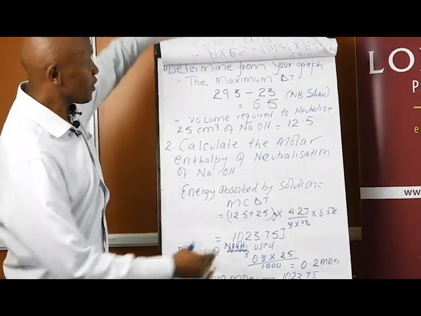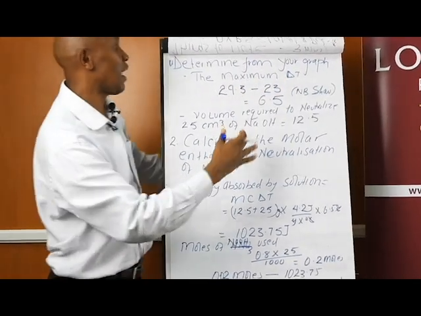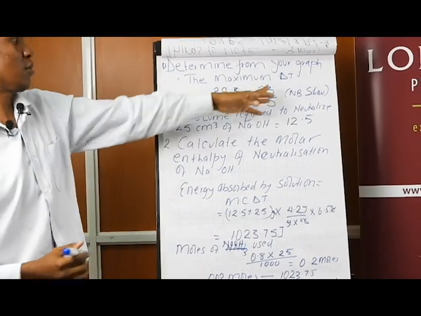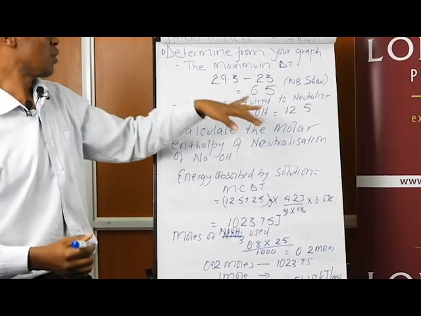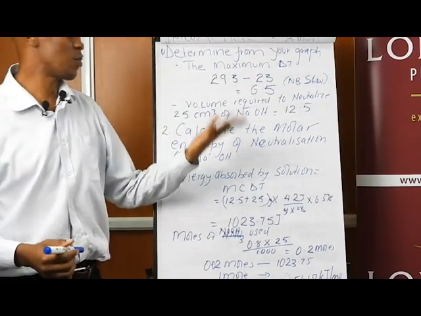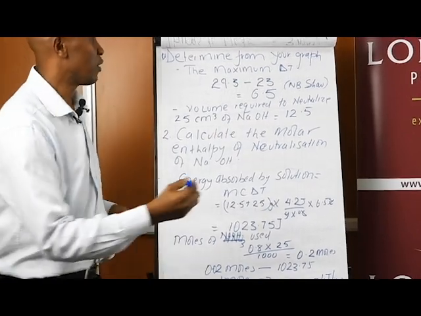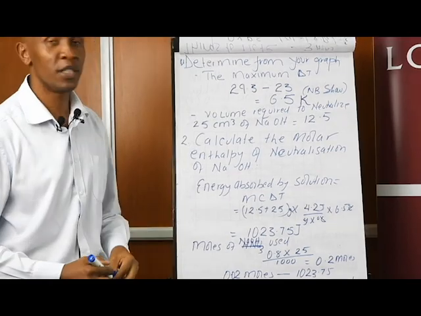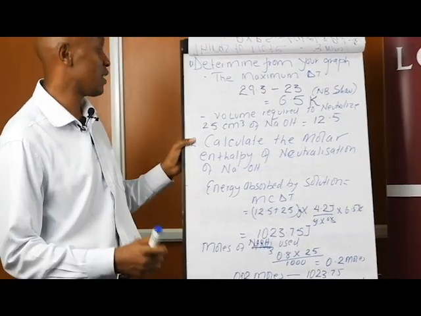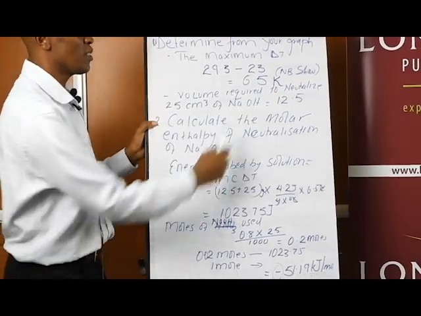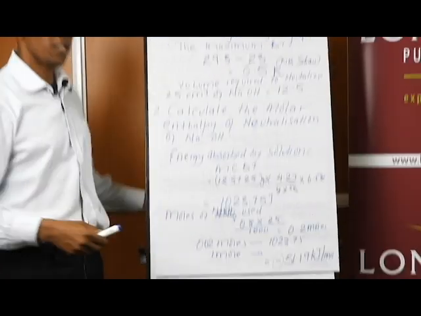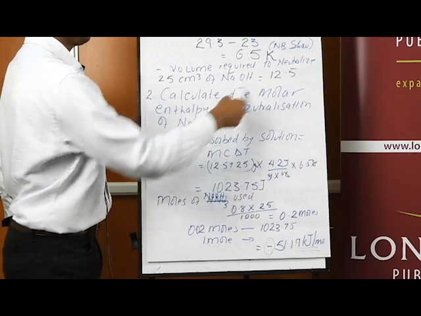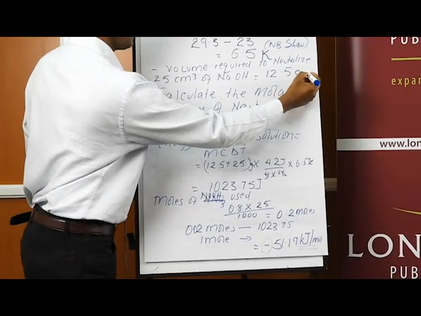Now, the questions I'll get from that: determine from your graph the maximum change in temperature. So change in temperature: 29.3 minus 23 is 6.5. The change in temperature in Kelvin is the same as the change in temperature in degrees Celsius, as my colleague has just said. Then the volume required to neutralize sodium hydroxide, we've just seen from the graph, is the volume corresponding to the maximum. That is 12.5 cubic centimeters.